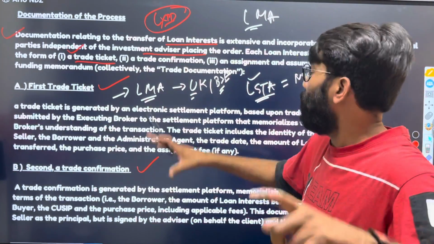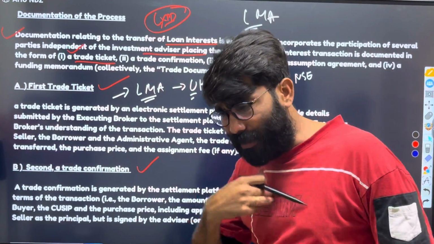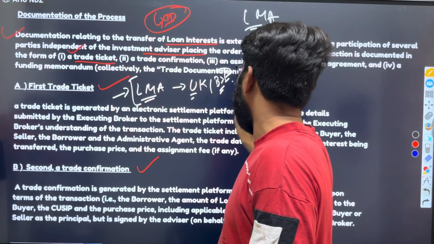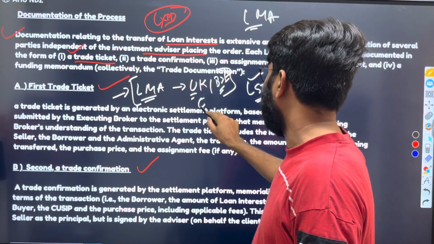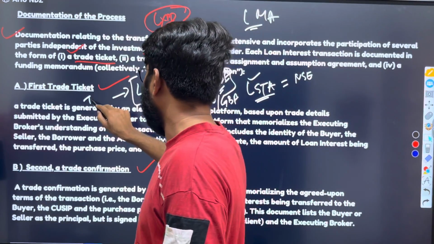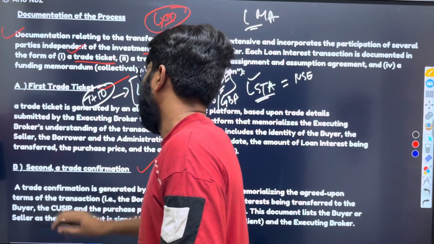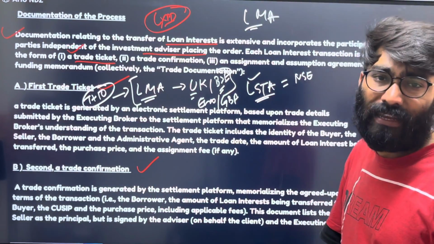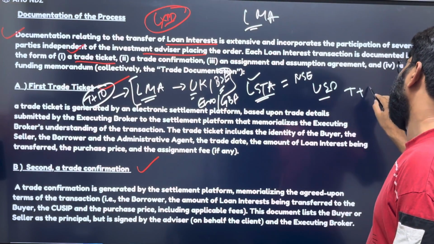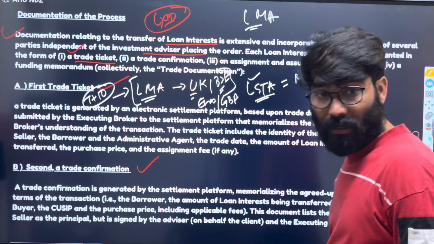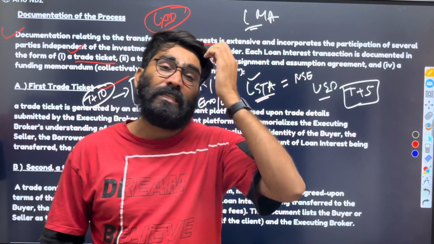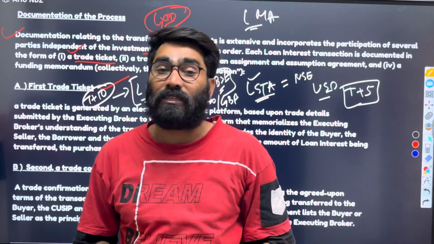If I talk about the unique differences in a simple, layman's way: if you execute trades through the LMA market for euro or GBP currency, then the trade life cycle would be T plus 10. Within T plus 10 days, the trade should be executed and settled. And if I talk about LSTA, which is for USD, then the trade should be settled within T plus 5 days. That's the difference. If the market changes, the terms automatically change. If the country changes, the trading terms also change.